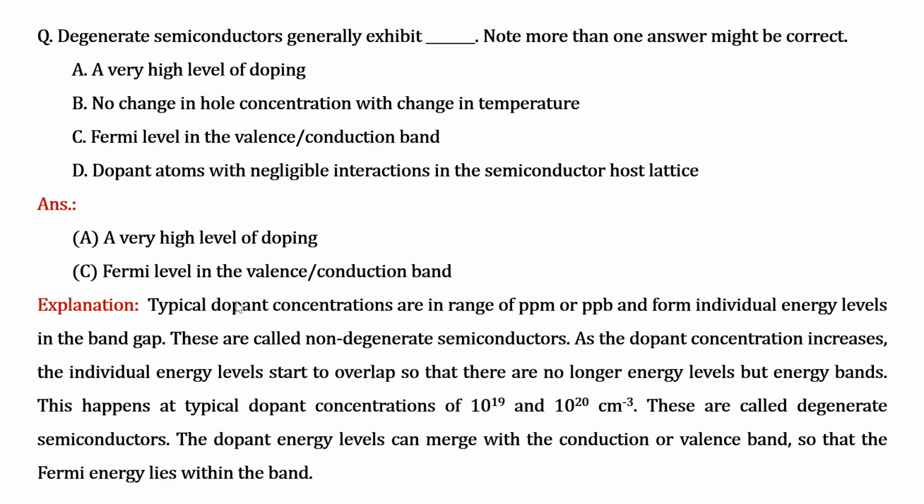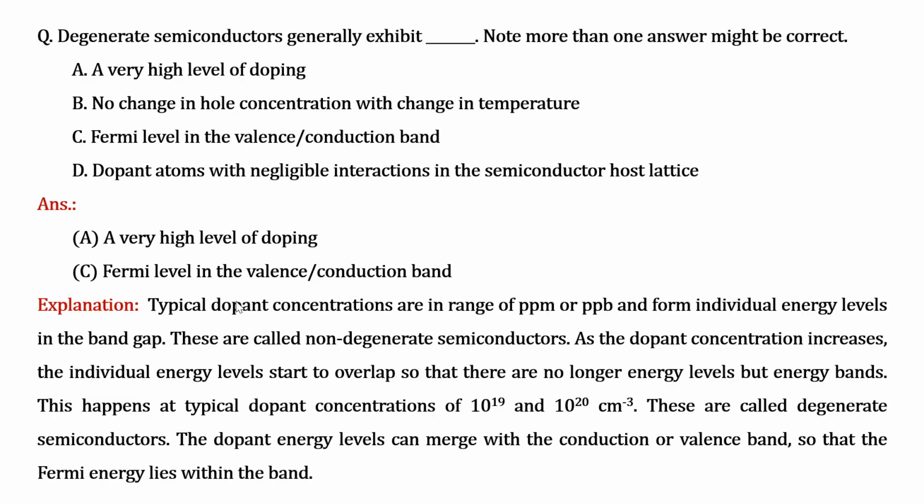Next is dopant atoms with negligible interactions in the semiconductor host lattice. That is always wrong, because whenever we introduce dopant atoms, they undergo interactions with the semiconductor host lattice. Typically dopant concentrations will be in the range of parts per billion, and these are non-degenerate, our normal semiconductors. But when the dopant concentration goes so high, the energy levels start overlapping. That is why they start behaving like metals. Here the dopant concentration will be somewhere in the range of 10 to the power 19 to 10 to the power 20, and these energy levels start merging with the conduction band and valence band, which is the reason why the Fermi level gets pushed.